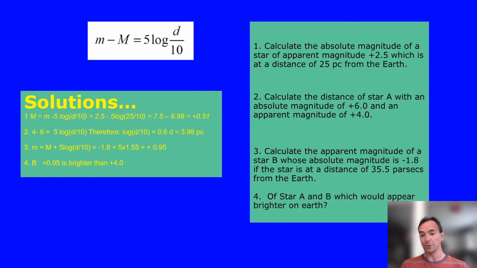Question 4 is very common, which is which appears brighter on Earth. You just have to look at it, because 0.95 is brighter than plus 4. That means it is star B, which is 0.95, because it's a lower number. Near a negative as well. That's a good way. I always think of it as near a negative.